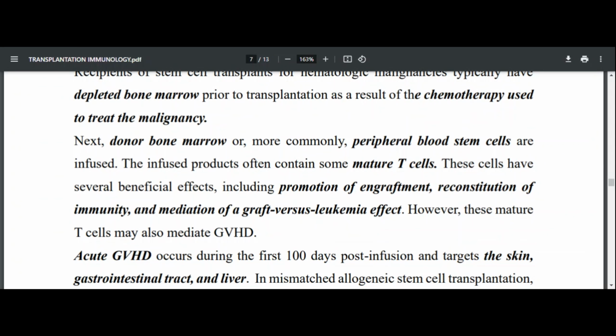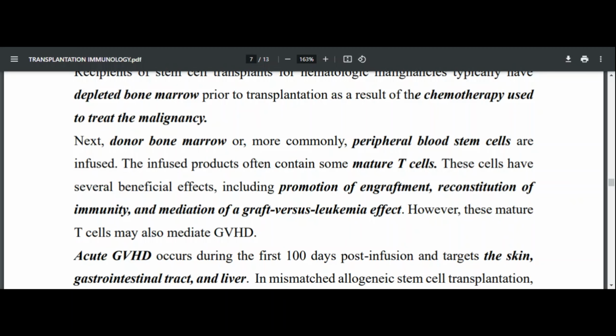And mediation of graft versus leukemia effects. What is graft versus leukemia effects? That is like trying to overcome leukemia effects by that graft. So that is what we call graft versus leukemia effects. However, these mature T lymphocytes may also mediate graft versus host disease.